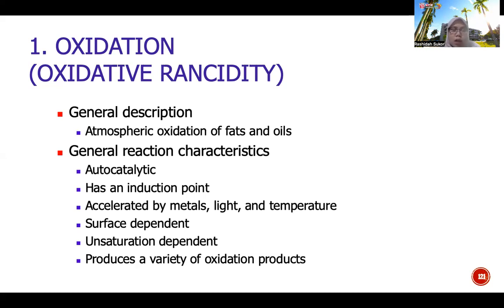Okay, it can also be accelerated by light. So if you can keep the food in low light or a dark container or storage, then you can reduce the oxidative rancidity, and of course temperature. Higher temperature will accelerate the oxidation. And then it is also surface dependent and saturation dependent, and produces a variety of oxidation products.